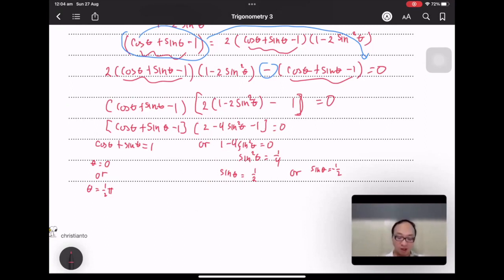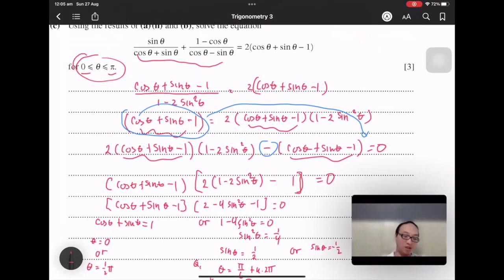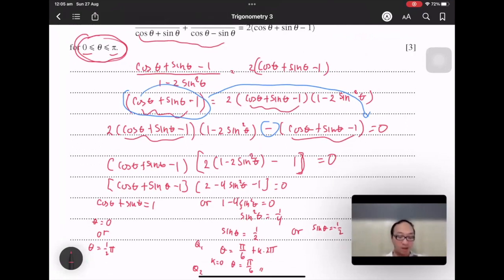So from here, the theta will be, sine positive will be in the first quadrant and second quadrant. So the first quadrant of sine inverse half is pi over 6, plus 2 pi k, the period of the sine, but k equals 0, so theta equals pi over 6 only, because the answer should be in the region 0 until pi. Only quadrant 1 and quadrant 2.